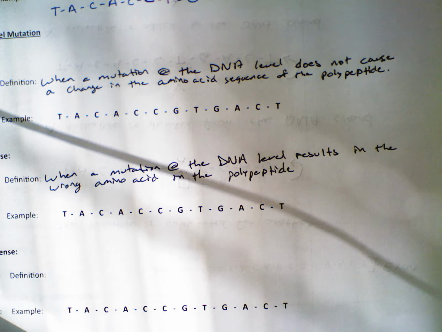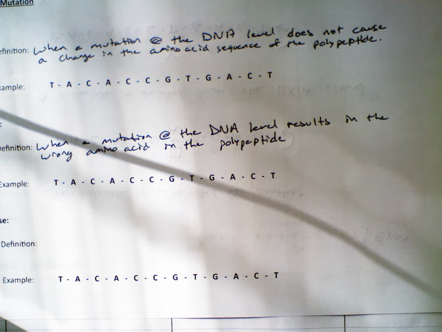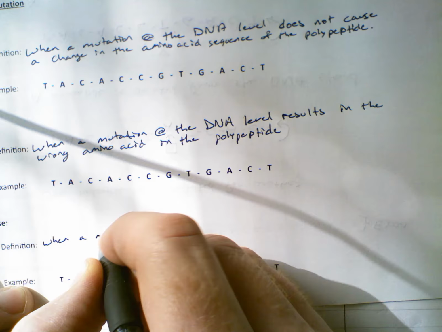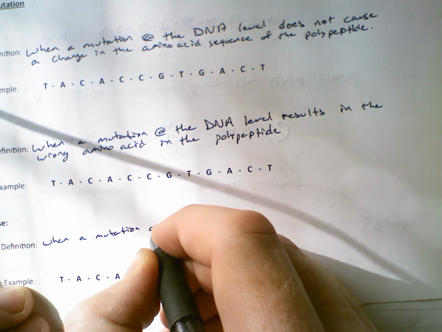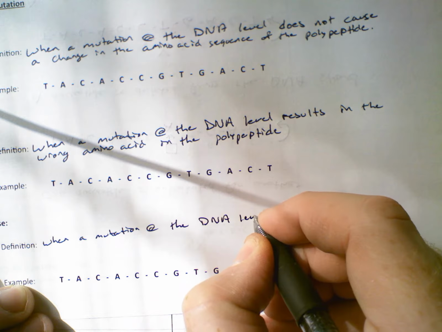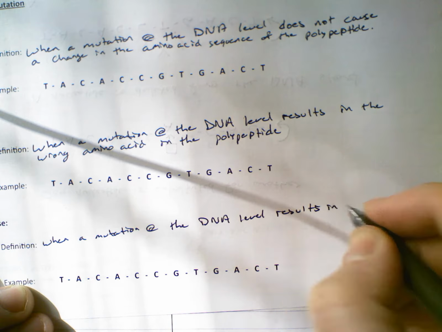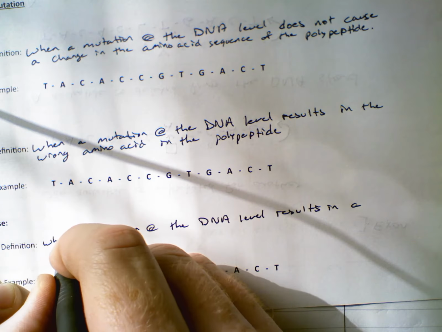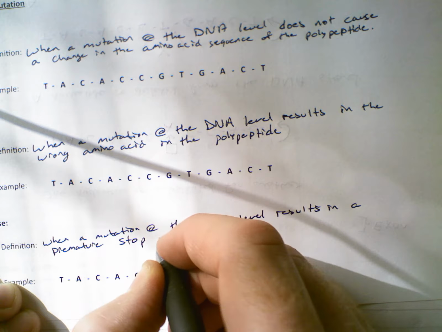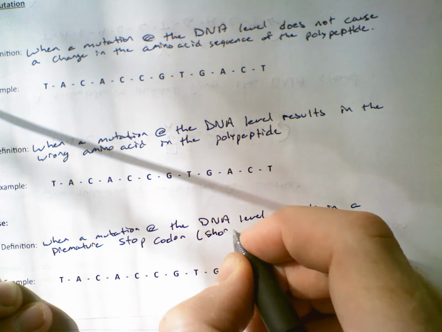And then the last one would be a nonsense. So in a nonsense mutation, you're going to get a premature stop codon. So when a mutation at the DNA level results in a premature stop codon. So what this does is it results in shortened polypeptides.